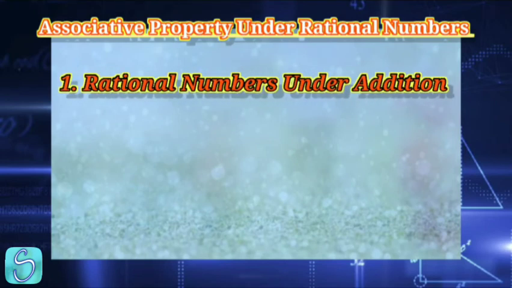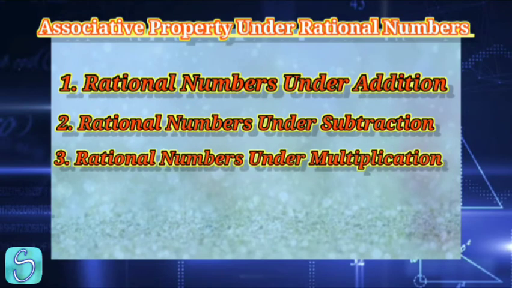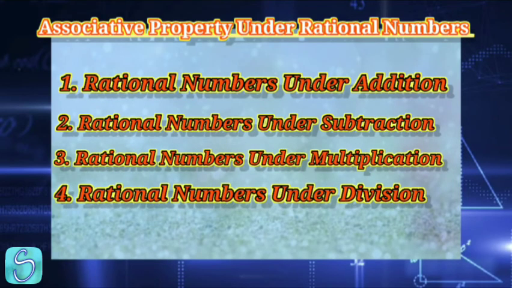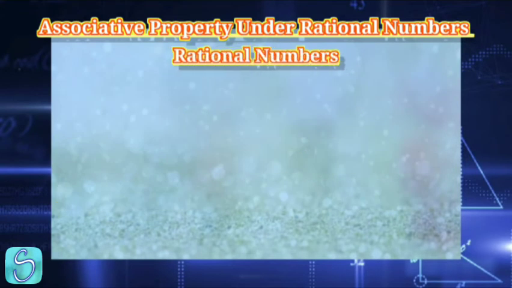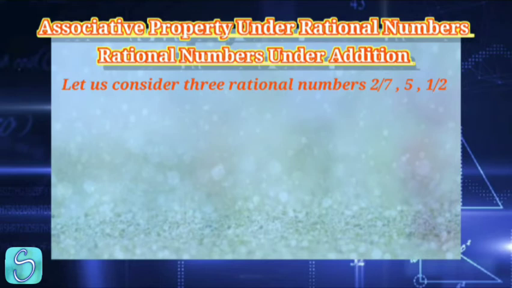Rational numbers under addition, rational numbers under subtraction, rational numbers under multiplication, rational numbers under division. Rational numbers under addition. Let us consider 3 rational numbers 2/7, 5 and 1/2.